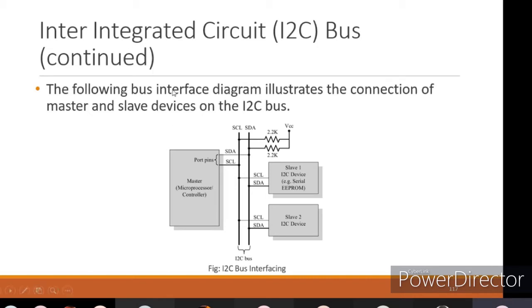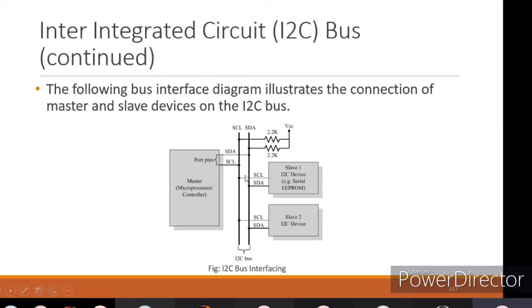The following bus interface diagram illustrates the connection of the master and slave devices of I2C. As I told you, one line is the synchronous clock, that is SCL, and the other, SDA, is for data transmission. The master microprocessor controller will have connections with SDA and SCL, and in the same way slave 1 and slave 2 will have their interconnections, and power supply for these bus lines also has to be provided.